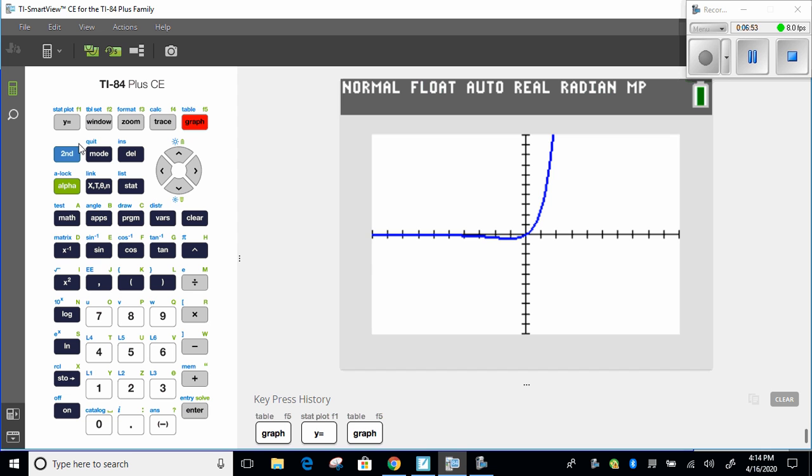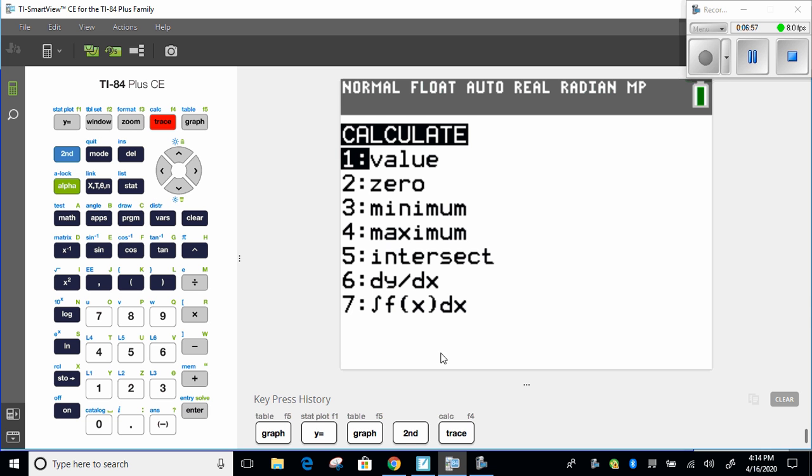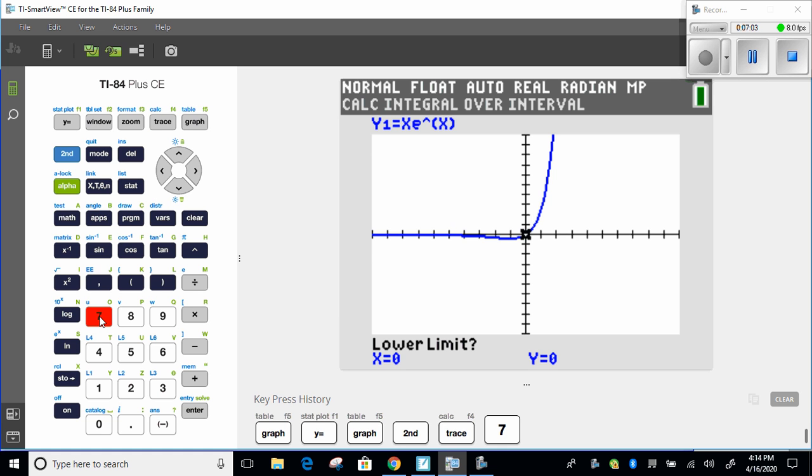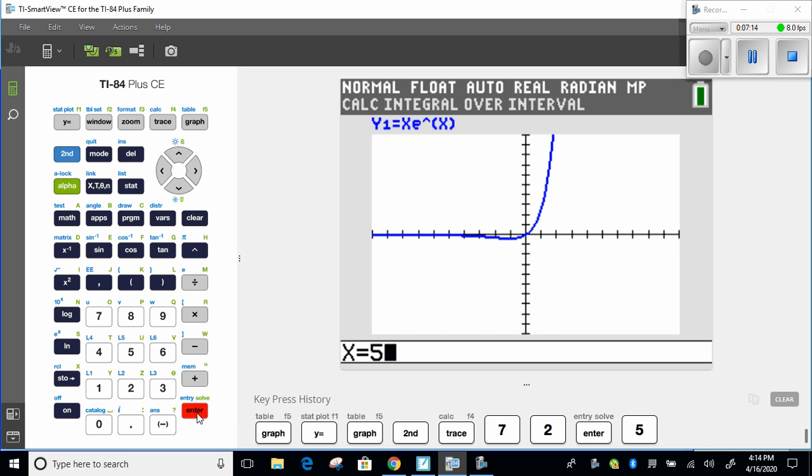So to do that, you're going to go second, trace. You're going to go to your calculate key. And then way down here on the bottom is the integral. So we're going to type in 7. We already have our function. Now it asks for the lower limit. So what's the lower limit? Well, that's just 2. Enter. And then it says, what's the highest number? Well, that's 5, or the upper limit.